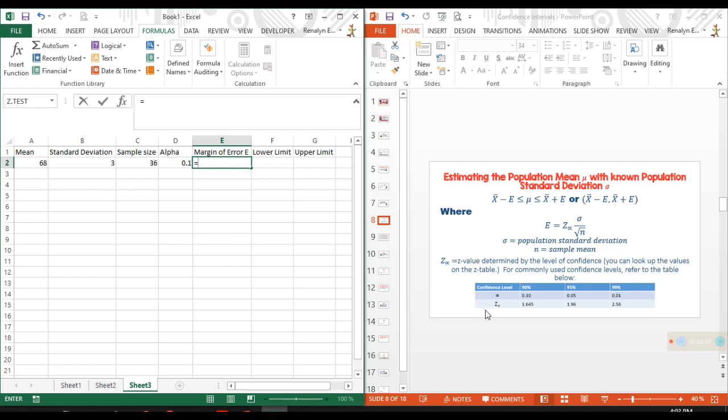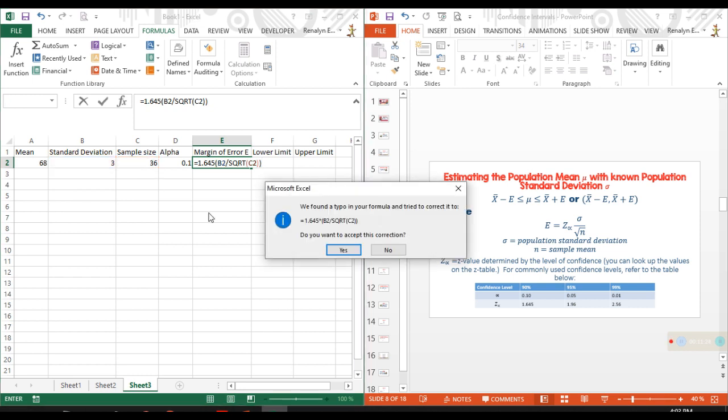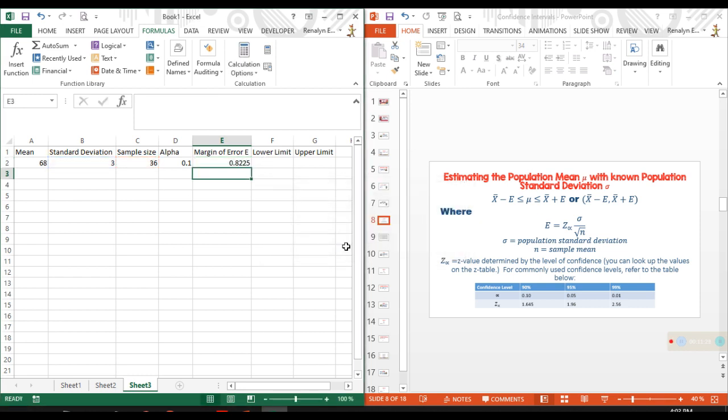But, if you are going to compute for it manually, you have to type in 1.645. Tapos, i-multiply mo siya sa sigma, which is 3. Tapos, si 3, i-divide mo pa by the square root. Ito yung function natin for square root of your sample size, n. Diba medyo nakakalito siya? So, you will end up with the value 0.8225.